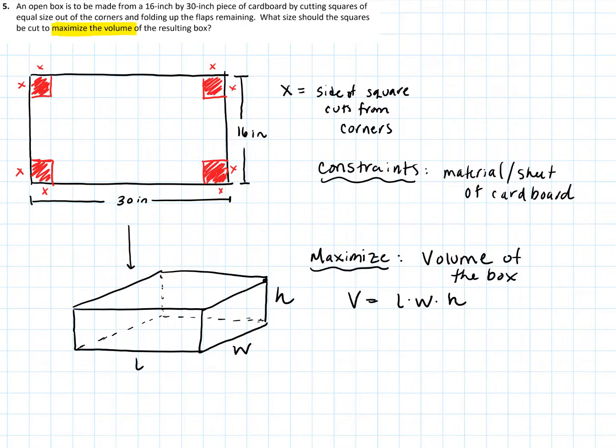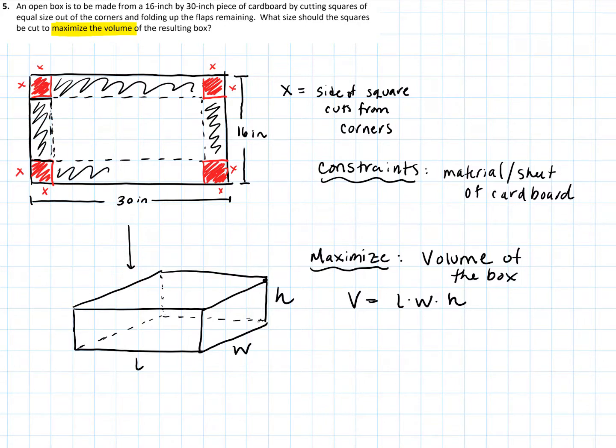Well, what we should do is come in here and think about what happens when I actually cut those corners out. When I cut those corners out, the flaps that I'm going to fold up... The dashed line I've created right there is the actual base of my box, and these are the flaps that are going to fold up. So that's a flap, that's a flap, that's a flap, and that's a flap. Those are the flaps that are going to fold up to create the sides of my box. Well, what then are the resulting dimensions of the bottom of my box?